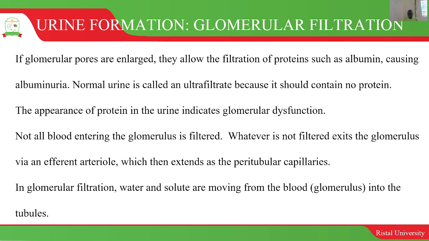If glomerular pores are enlarged, they allow the filtration of proteins such as albumin, causing albuminuria, presence of albumin in urine. Normal urine is called ultrafiltered because it should contain no protein. The appearance of protein in the urine indicates glomerular dysfunction.